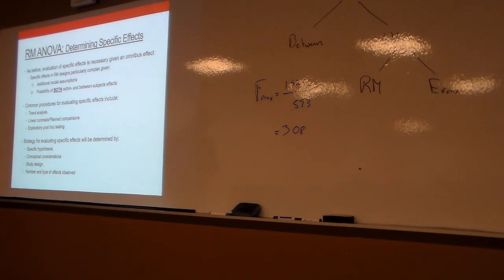So, common procedures for looking at specific effects. Trend analyses are for cases where the ordering of your assessments makes some sense. Then linear contrasts and planned comparisons, and some obvious or exploratory post hoc testing. How you develop your approach is going to depend on your specific hypotheses. Why did we do the study in the first place? Hopefully you have a reason, and that'll help you a great deal.